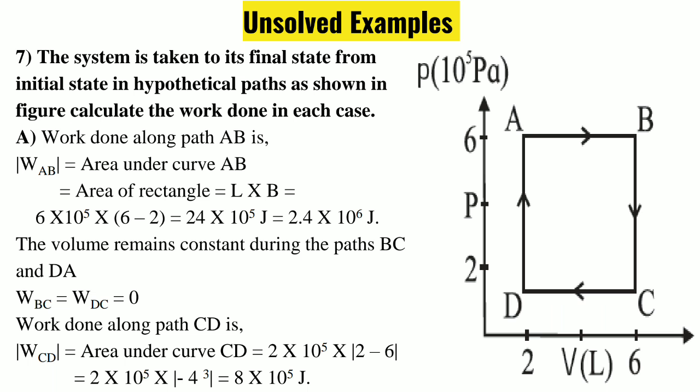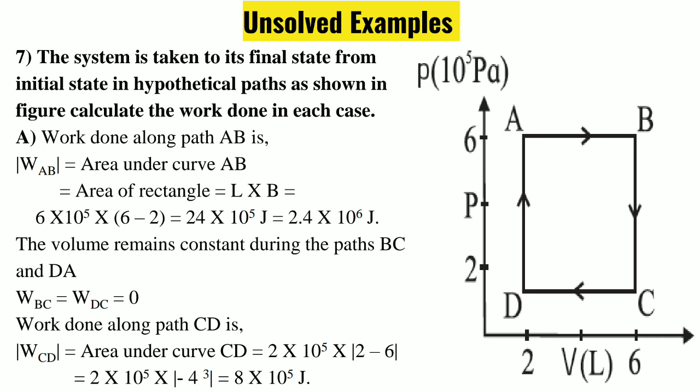But try to understand. For path BC and for path DA, there is no change in volume. Volume is remaining constant. As we have already studied, whenever volume is remaining constant, there is no work done. So work done in BC and DA will be 0, because there is no change in volume.